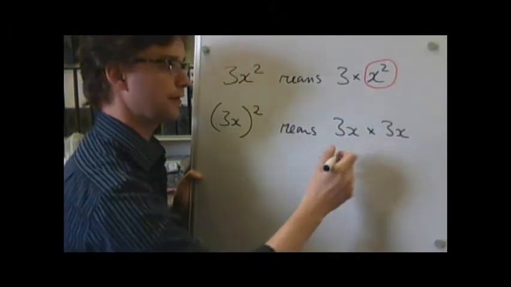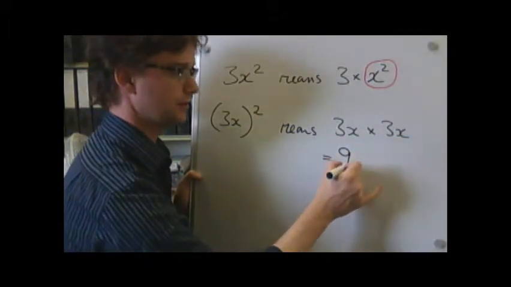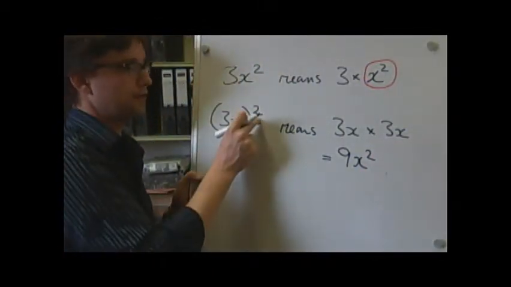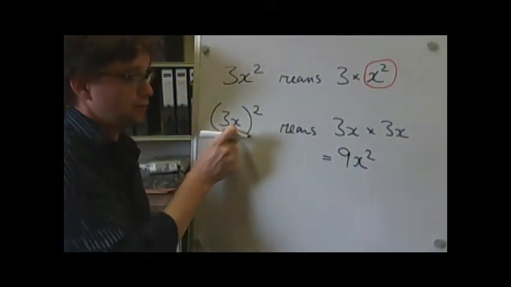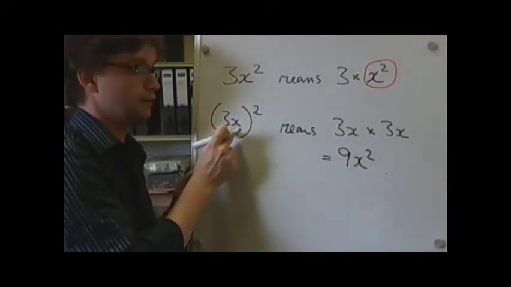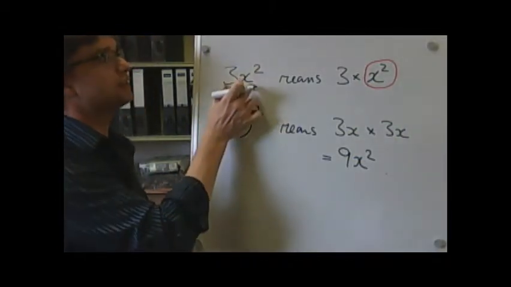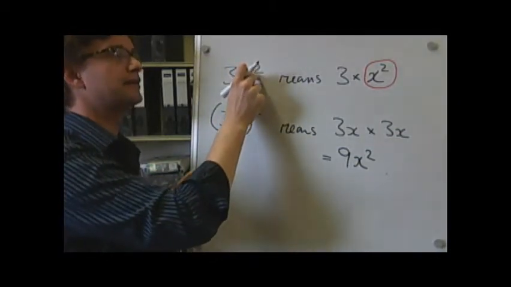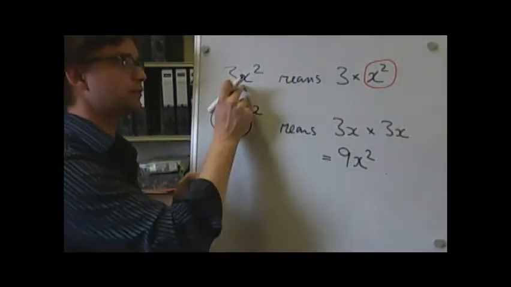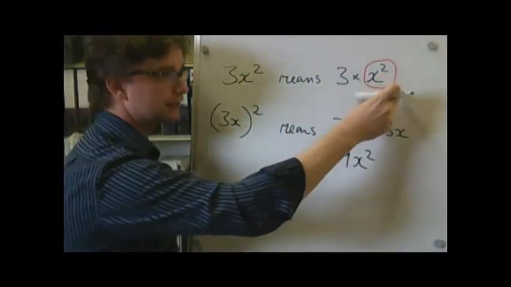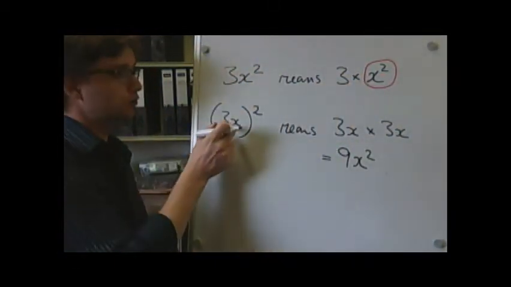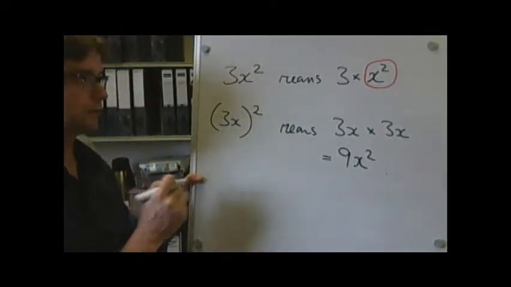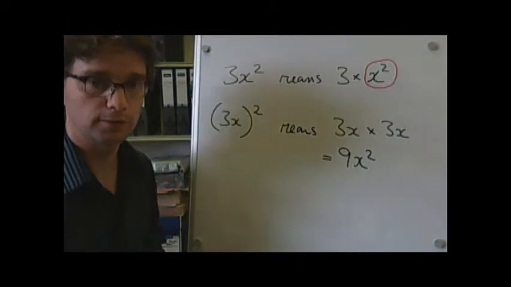3x times 3x is 3 times 3, which is 9, x squared. So when there's a bracket around it with the squared outside the bracket, you have to square everything in the bracket. You have to square the 3 and the x. When it's just like this, you're only squaring the thing that the power is immediately next to. So this is 3 lots of x squared. It's not (3x) squared. Okay? So these two things are different. Be careful.